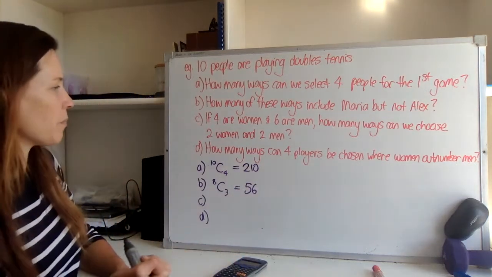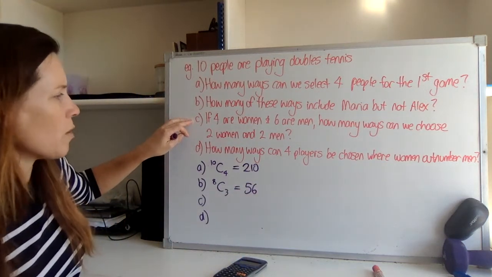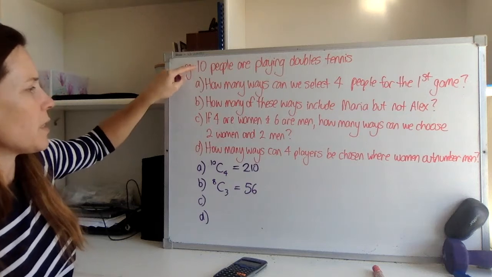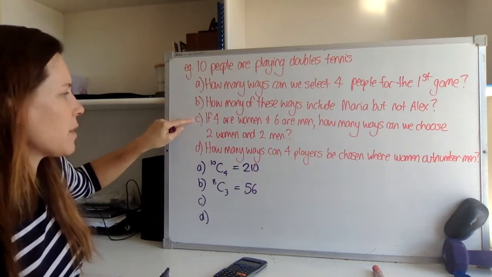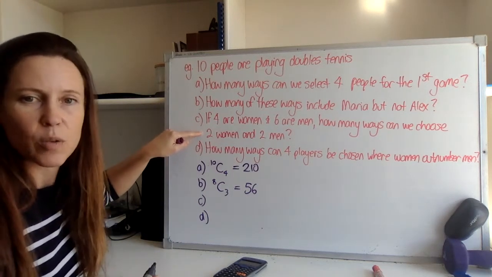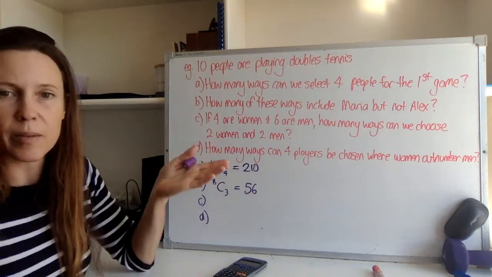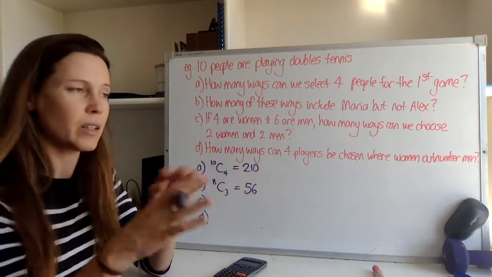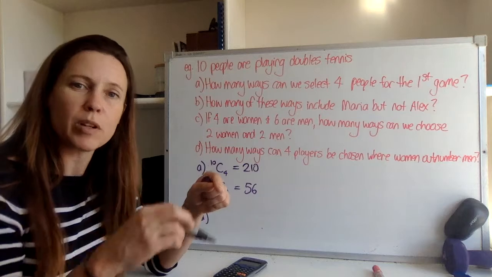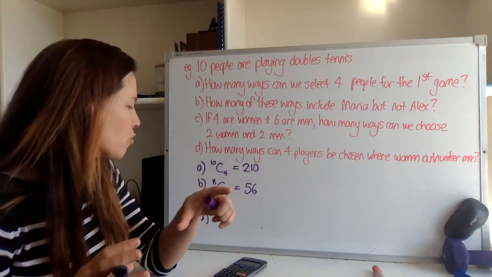C, if 4 are women and 6 are men out of our 10 people, how many ways can we choose 2 women and 2 men? All right, we'll just consider them both separately and then consider the combinations. It's almost like that box method, but by now hopefully we don't have to draw up the boxes.